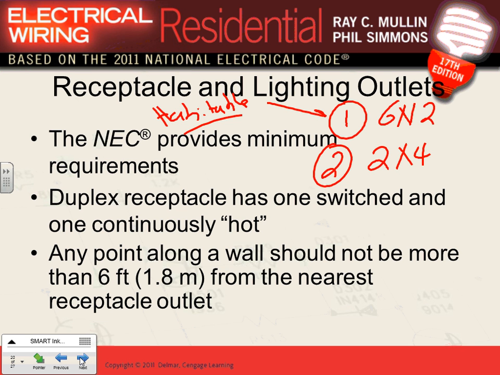2 by 4, this is for the kitchen countertop. By the way, does the 6 by 12 apply to the kitchen too? Yes, to the walls of the kitchen, not the countertop. So when you have a kitchen, you apply the 6 by 12 rule to the walls of the kitchen, as well as everything else.